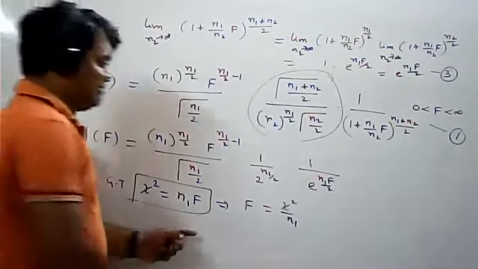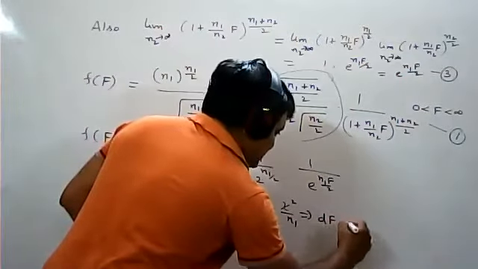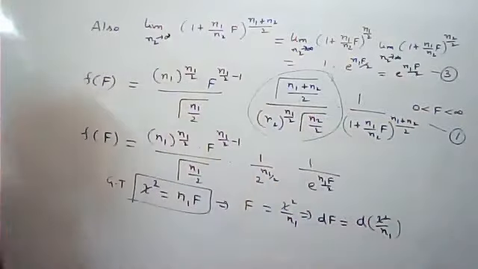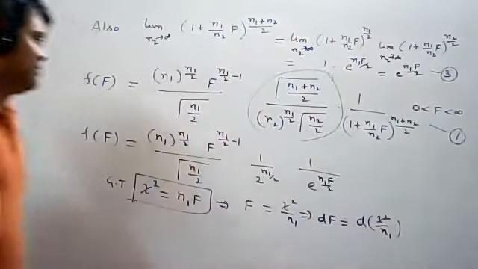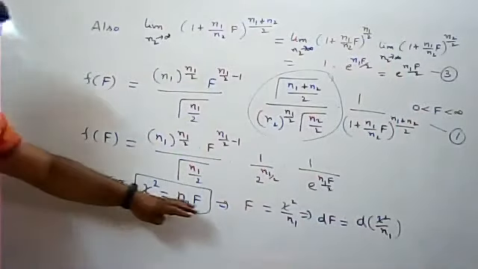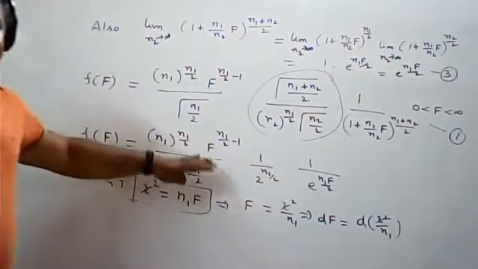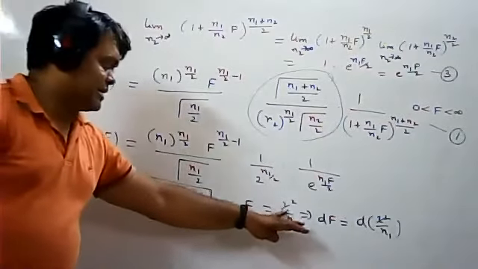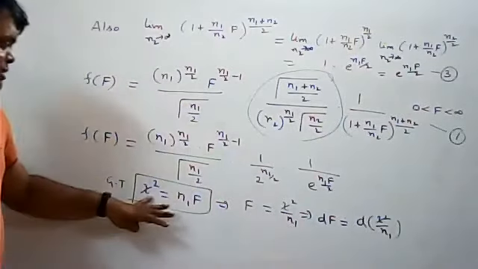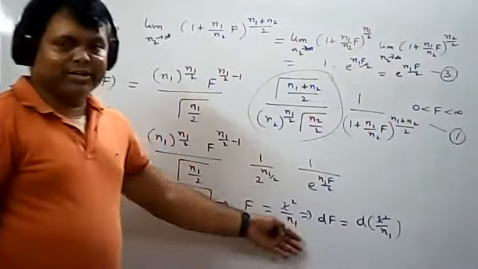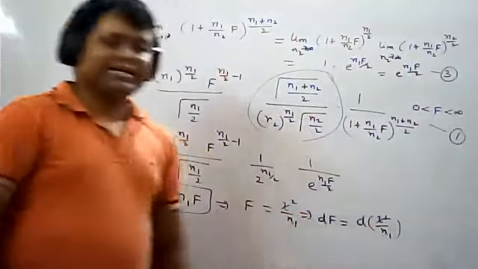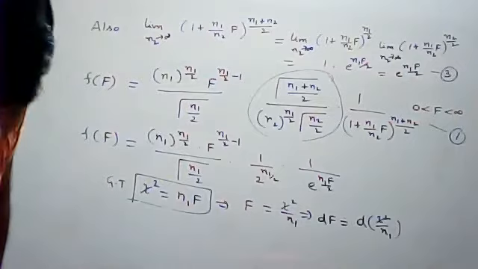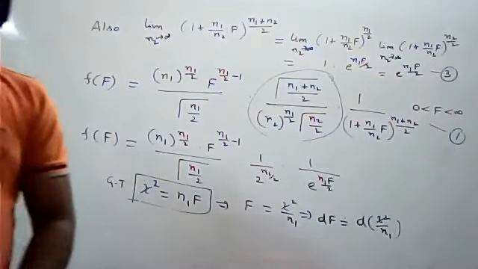If you want to write df, the differentiation of f is nothing but the differentiation of chi-square by n1. So now I will convert this f distribution into chi-square distribution, because I want to use this second condition. In place of f you can write chi-square by n1, in place of n1 into f you can write chi-square, and in place of df you can write d chi-square by n1. So write down, therefore, the probability density function.